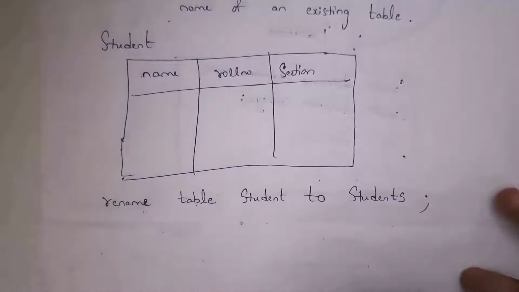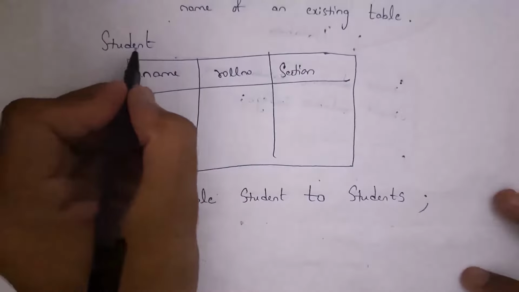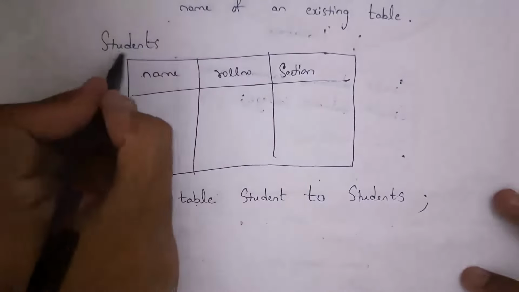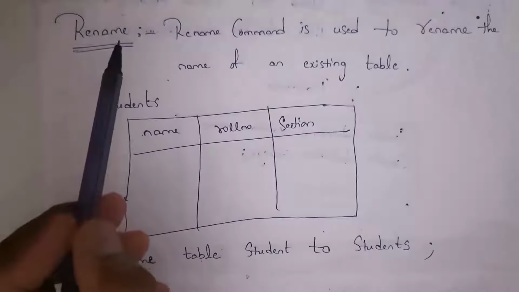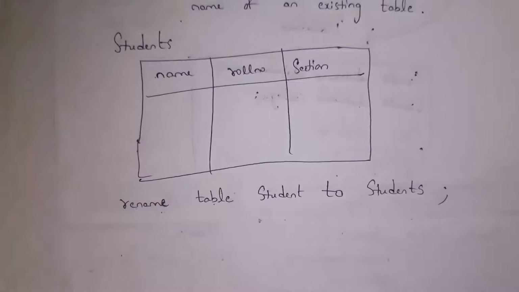Whenever you write this code and click enter, it will change the name from student to students. Now my table name is students. By using the rename command, we can only rename tables. We cannot rename databases. Semicolon is mandatory.